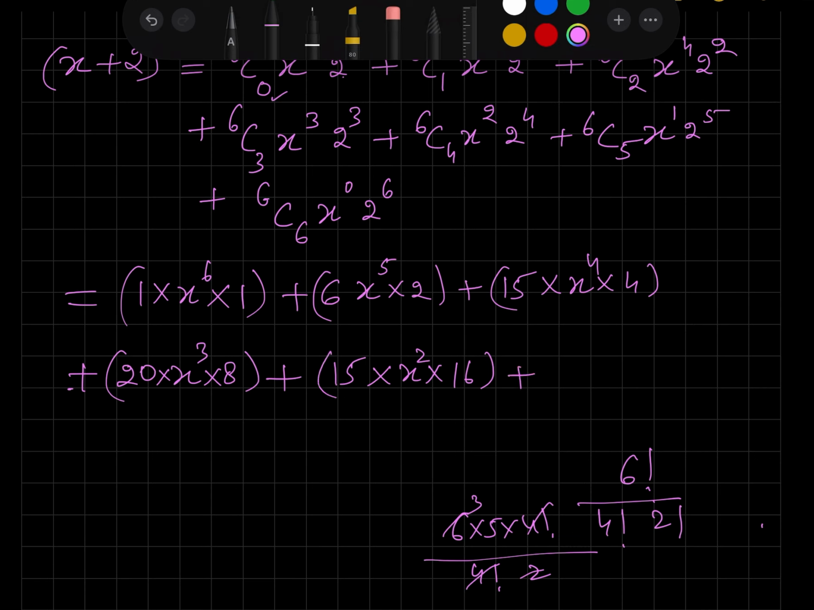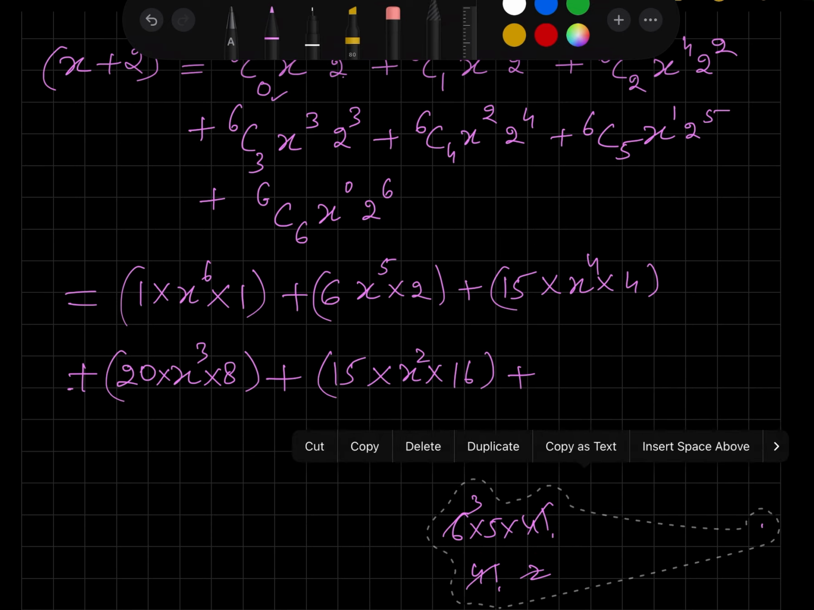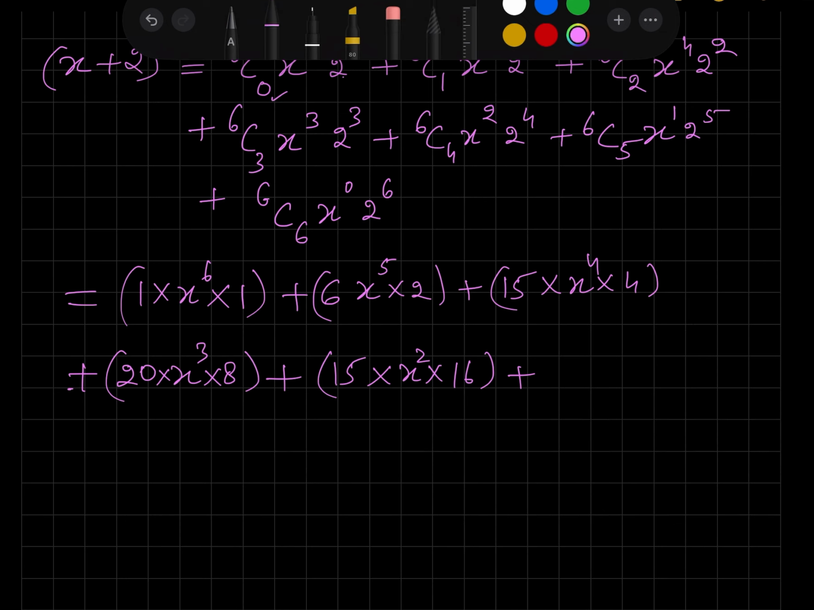See, we can use a calculator, but we should also know how to do it manually, right? And quickly as well. So here the next was 6c5. So factorial 6 over 5 factorial 1 factorial. So it would be equal to 6, right? And times x and 2 raised to 5, which is 32.